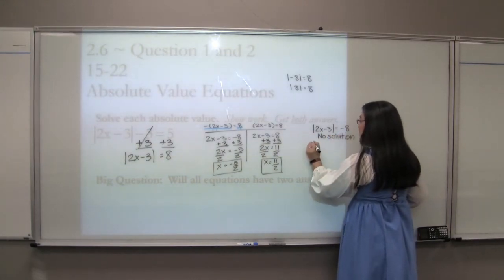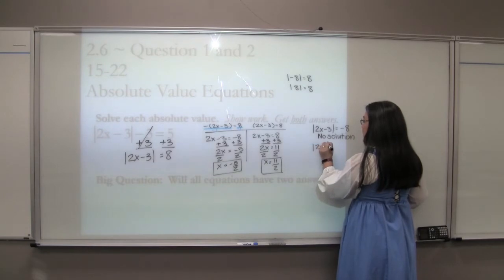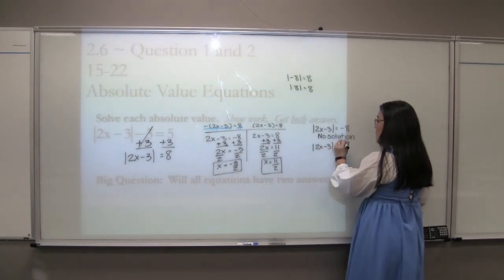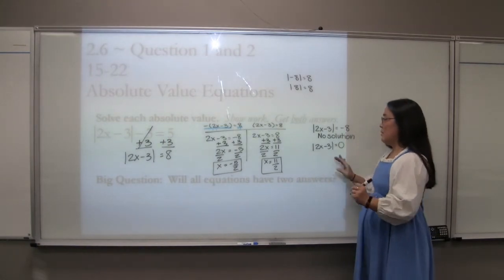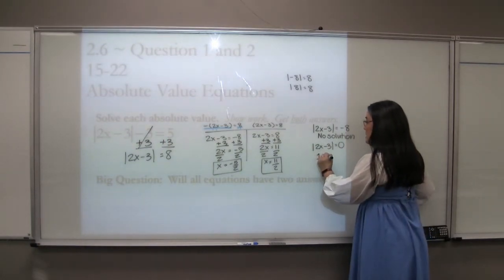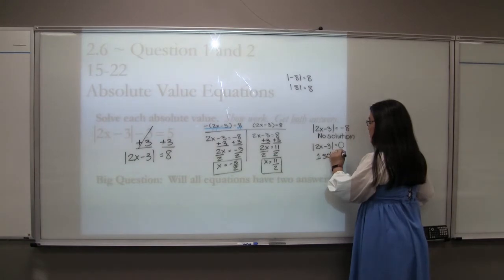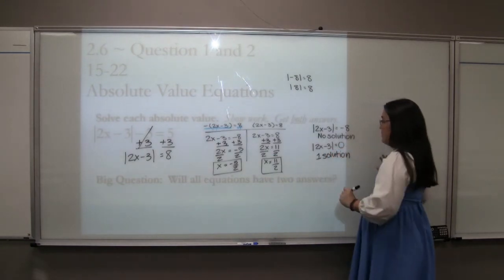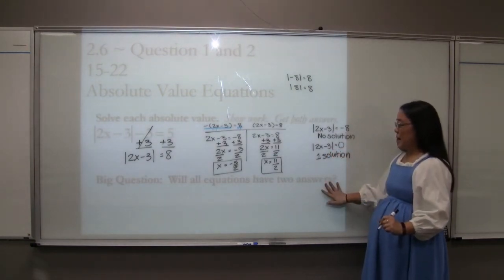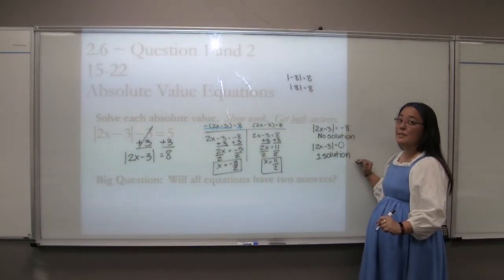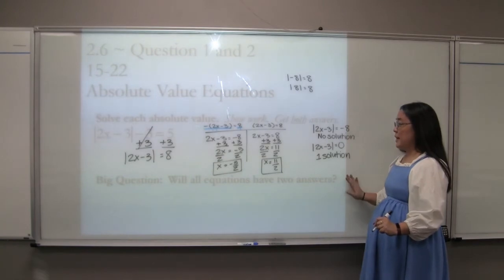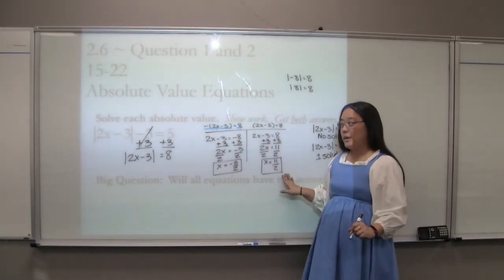But if you had the absolute value of 2x minus 3 equals 0, you can't have a positive 0 and a negative 0. So therefore, this would only have one solution. So not all equations will have 2 answers. These are some very special cases where you would not have 2 answers. But in general, we'll have 2 answers.